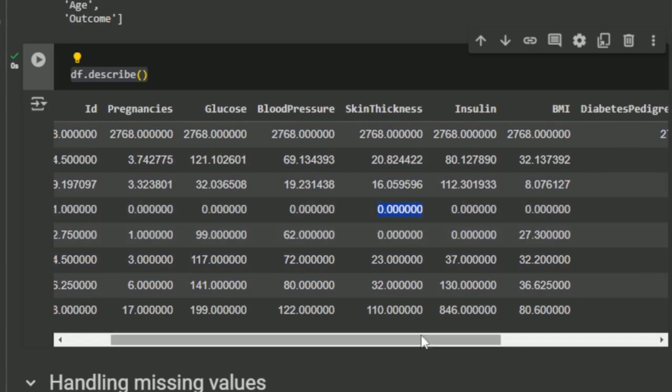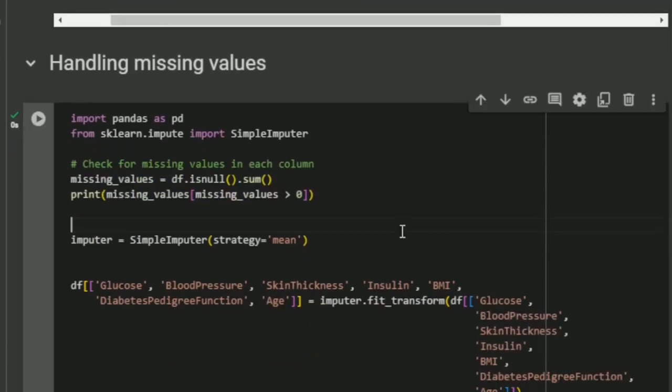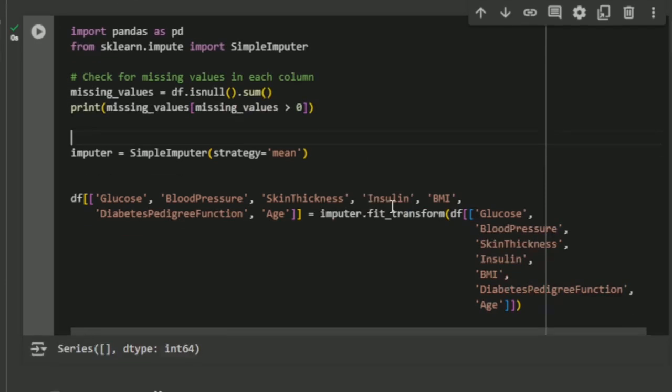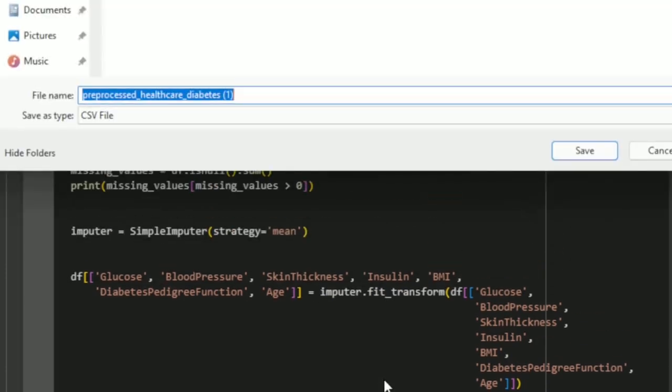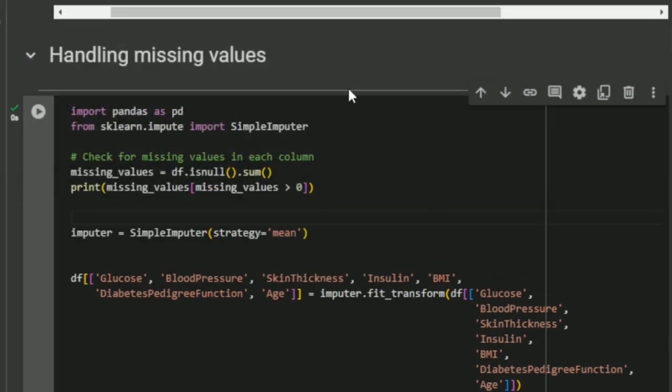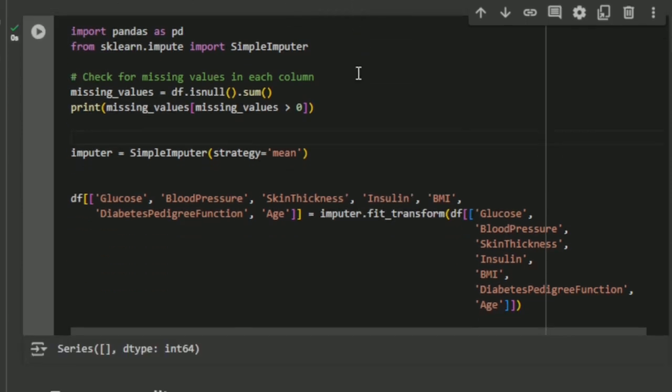Next, we addressed missing values. Initially, there were no explicit missing values marked as none. So we noticed that certain features had zeros in places where they shouldn't. For example, features like glucose and BMI had zero values, which is unrealistic in a medical dataset.